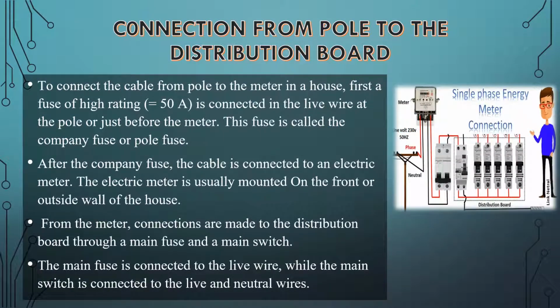Now let us learn how connection is given from pole to the distribution board. To connect the cable from pole to the meter in a house, first a fuse of high rating is connected in the live wire at the pole or just before the meter. And this fuse is called the company fuse or pole fuse.